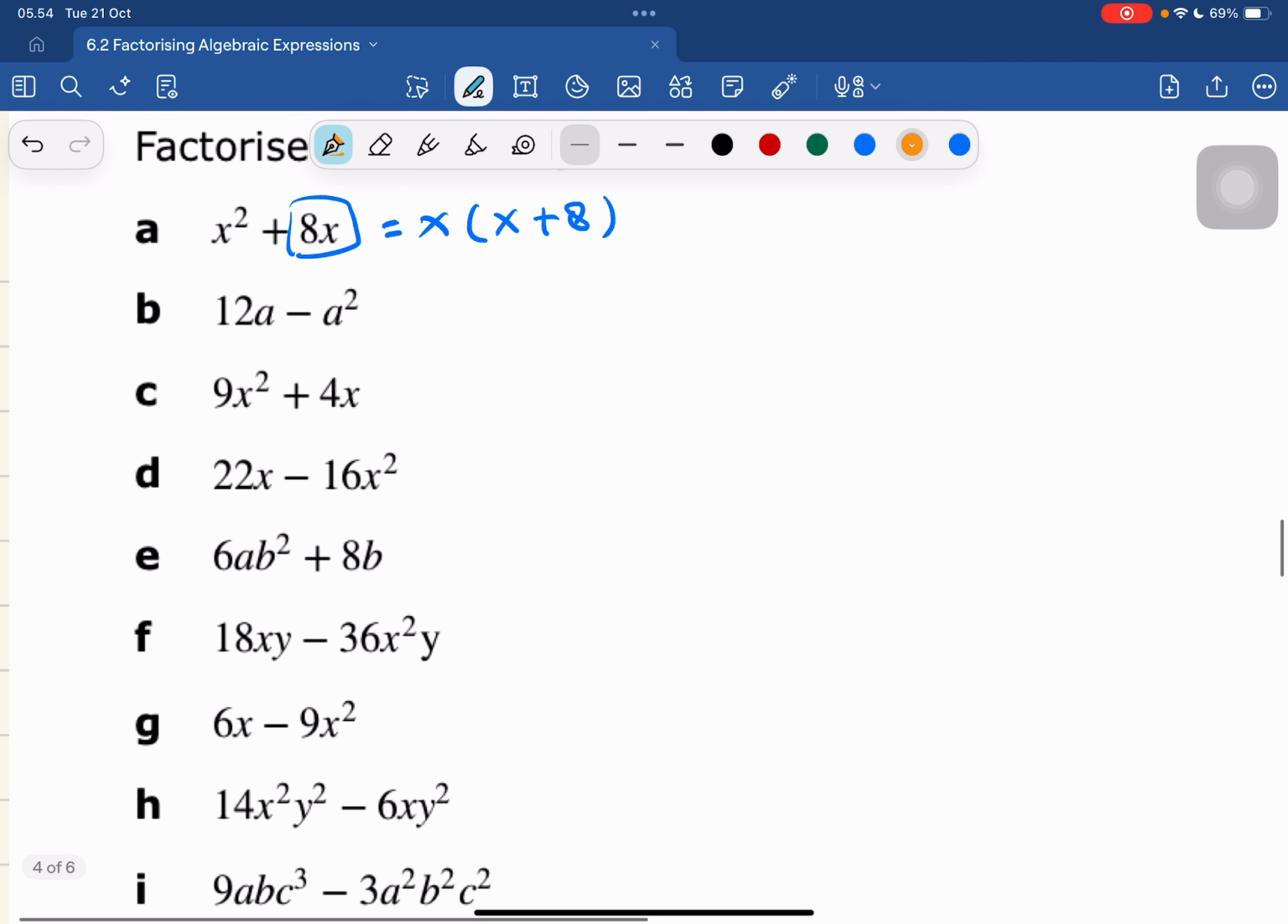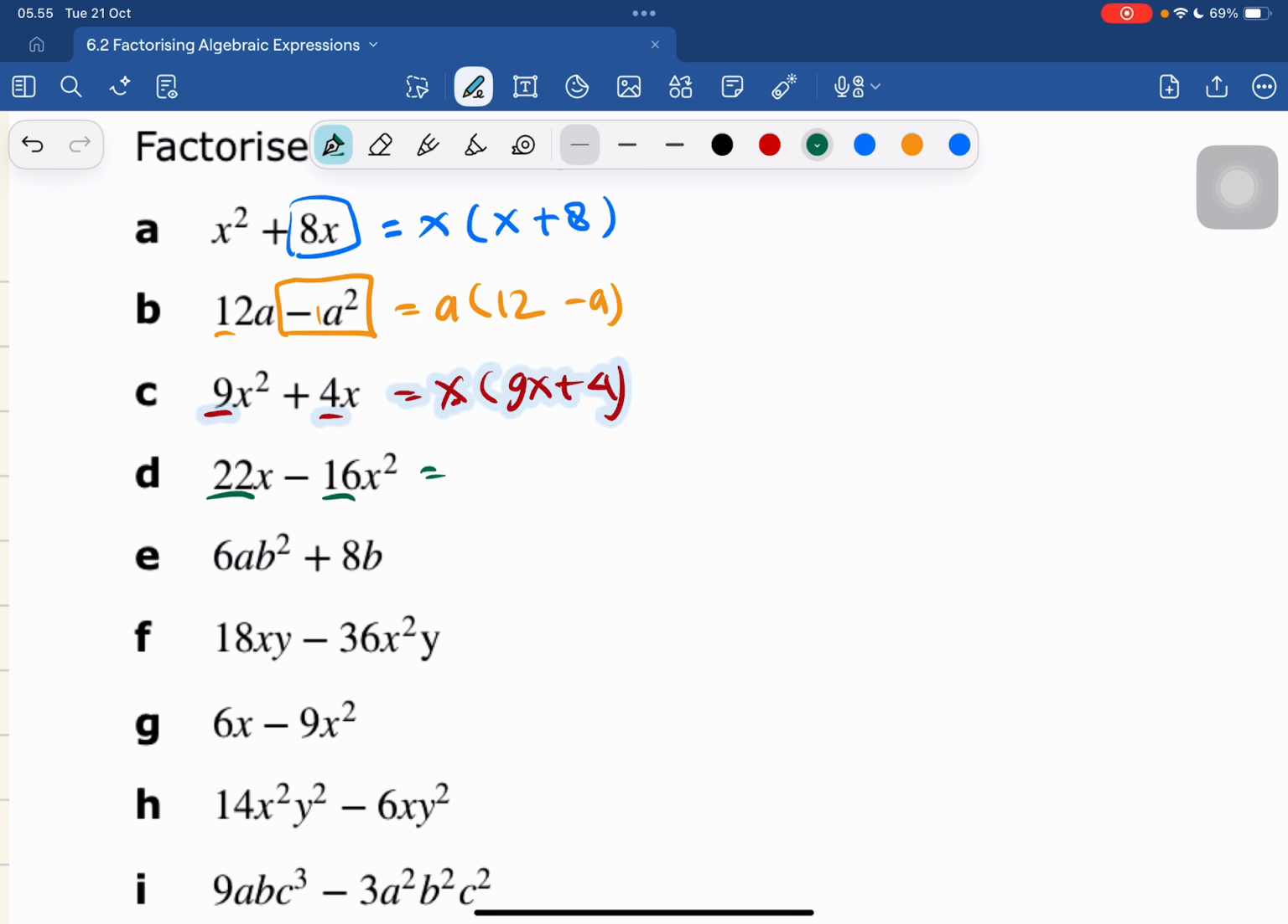Next, okay, number is 1, letter is A, so A times what number to make it 12 is 12. A times what number to make it minus A squared is minus A. Number 9 and 4 is 1, okay, so letter is x. X times what number to make it 9x squared is 9x, and then we plus 4.